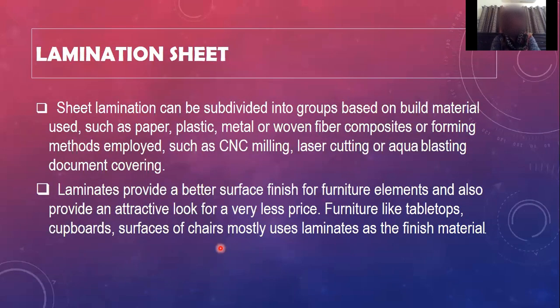Next, further we will discuss lamination sheet. Lamination sheet can be subdivided into groups based on the building material used such as paper, plastic, metal, woolen fibers. Woolen fibers are the woolen fabric which is used in paper, cottons, or other clothing objects, etc. Composite or forming compounds are employed such as CNC milling, laser cutting, or aquablasting or a document covering.